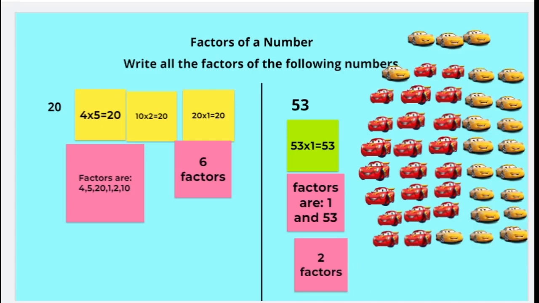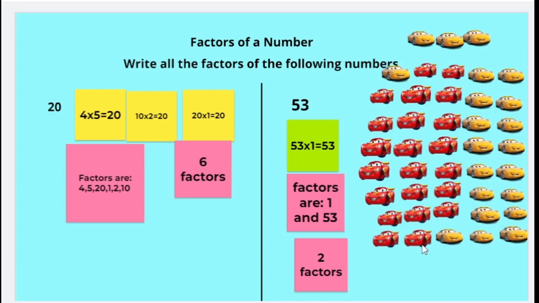Prime numbers only have 2 factors, 1 and itself. So 53 is a prime number. 1 and itself means it is 53. 53 can go into 53. How many groups of 53 can we get out of 53? Only 1. All right? And it leaves no remainder. How many groups of 1 can we get out of 53? 53. So the factors of 53 are 1 and 53. Only 2 factors. All right, students?